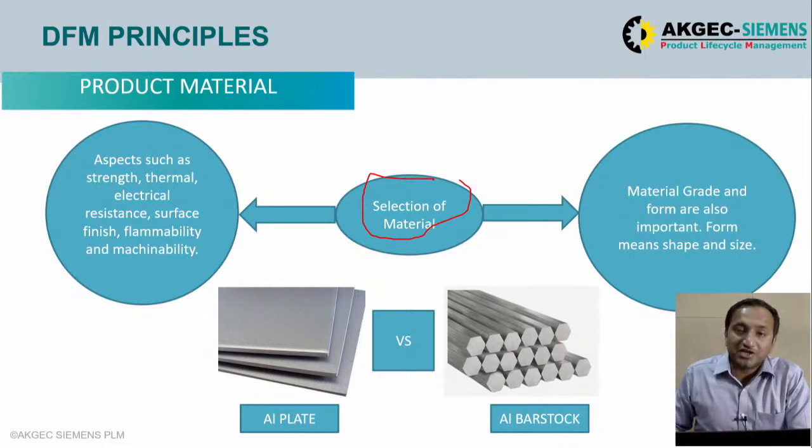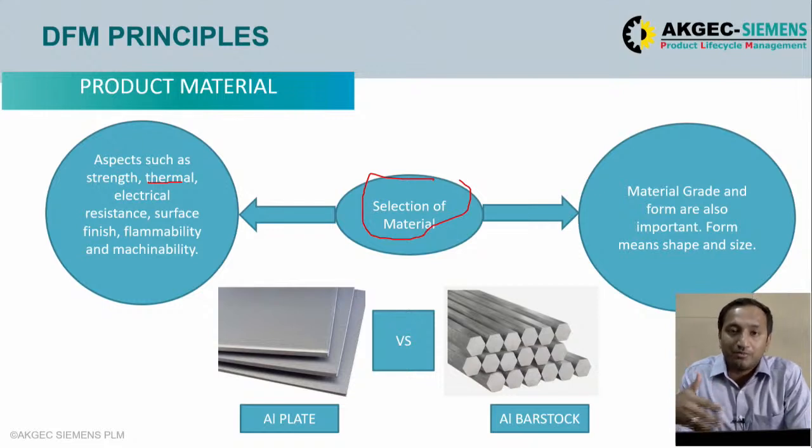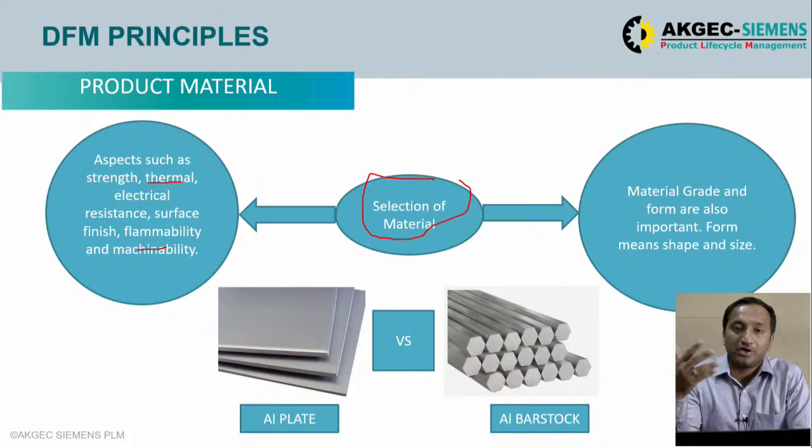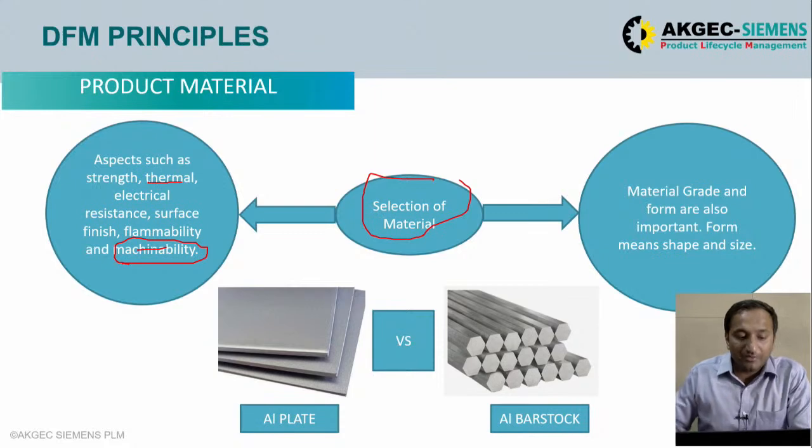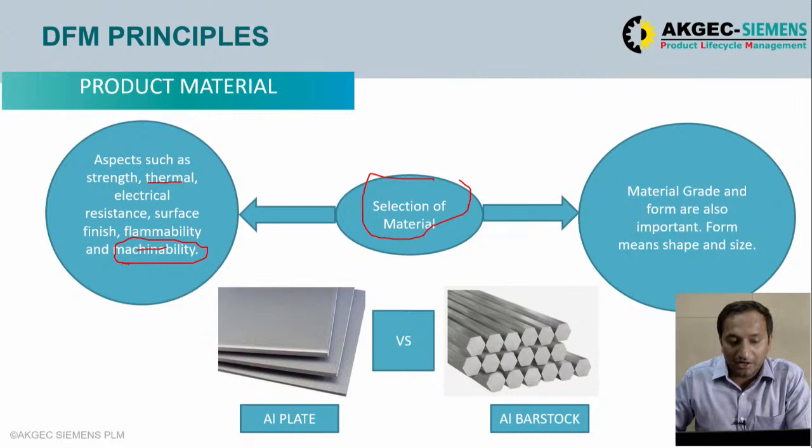So we have to check which type of material is important, like whether it is thermal resistant, whether it is electrical resistant. Thermal resistance meaning it is able to bear that amount of heat or not, whether the surface finish which is required for us is good or not, whether it is flammable, like for example if we are designing a part for a rocket. Now a rocket has to go to outer space, so there may be a lot of heat. So whether that material is flammable or not, or whether the machinability of the material is good or not, whether we can machine it easily or not. So this is what product material selection means.